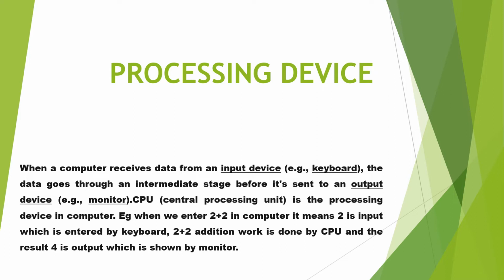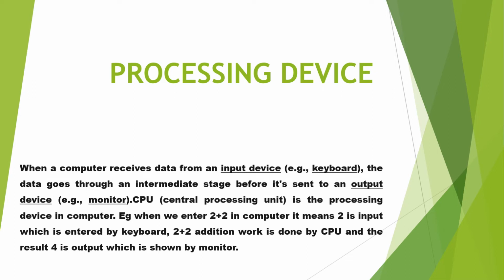For example, if we enter 2 plus 2 in the computer by the help of keyboard, it means 2 plus 2 is an input which is given by the keyboard. And the addition work, which is 2 plus 2, is done by the CPU. It means CPU does all the work of calculation. And the result, which is 4, comes as an output, and it is shown by the monitor.